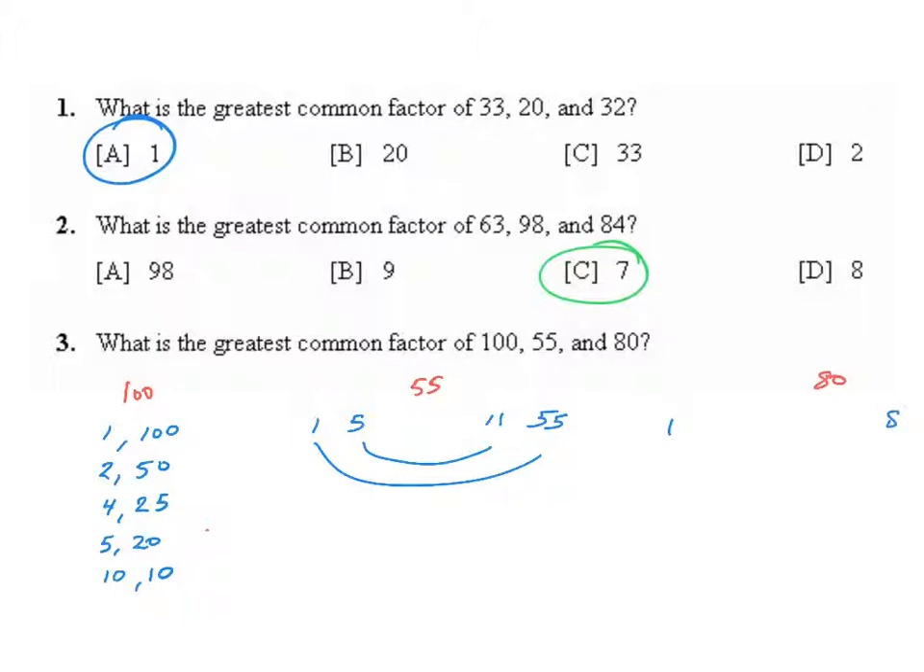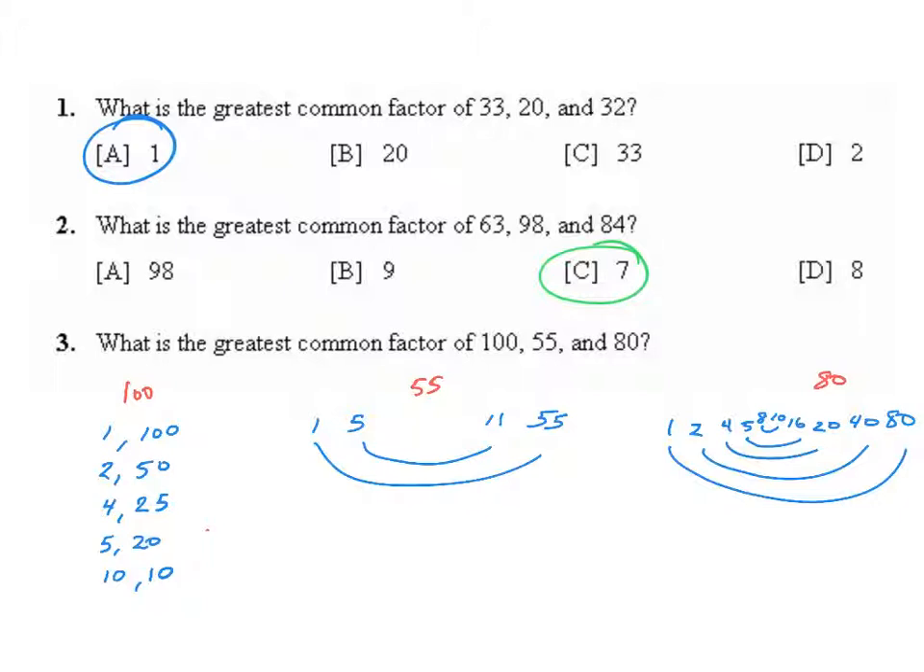For 80, I have 1 and 80. It's even, so I have 2 and 40. 8 plus 0 is 8. It's not a multiple of 3, so 3 is out. 4 goes in 20 times. 5 goes in 16 times. 2 and 3 are not both factors, so 6 is out. 7 doesn't go into 80, and 8 goes into 80 10 times. Just squeeze this one in. And then 9 also does not go into 80. 8 plus 0 is 8, and 9 doesn't go into 8.